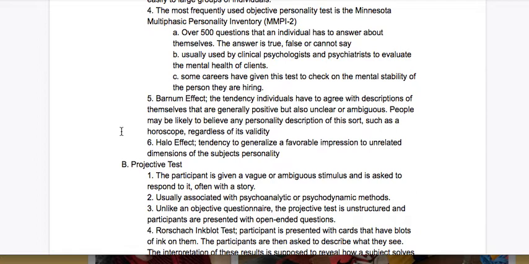One of the effects that they have is something called the Barnum effect. That is a potential problem that they have with objective personality tests. And this is the tendency individuals have to agree with descriptions of themselves that are generally positive, but also unclear or ambiguous. People may be likely to believe any personality description of this sort, such as a horoscope, regardless of its validity. And so what's kind of weird is the Barnum effect basically says that if things are positive about you, you'll probably believe it. But if they're unclear and ambiguous, you might as well.